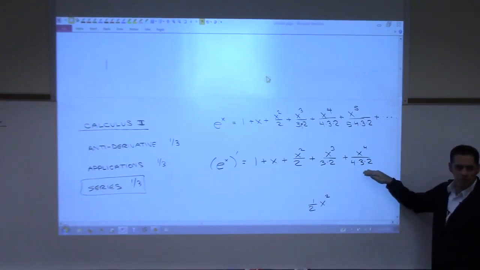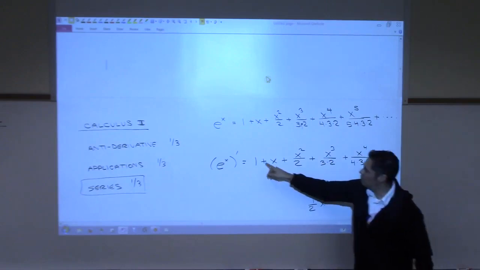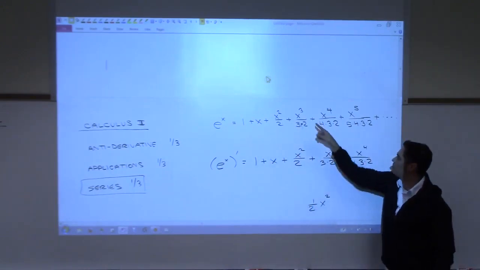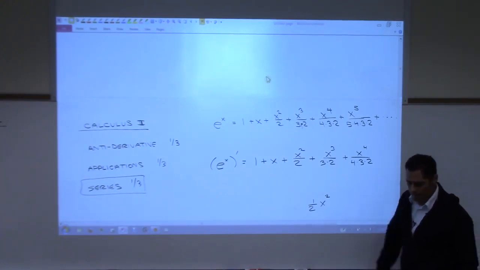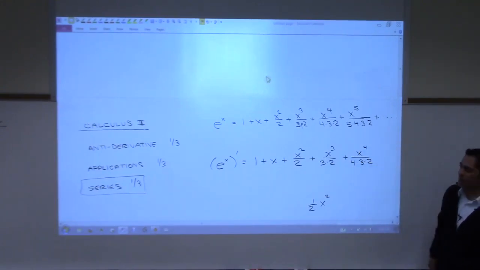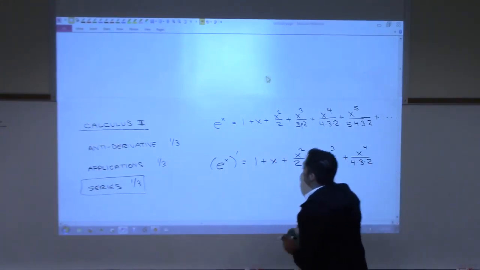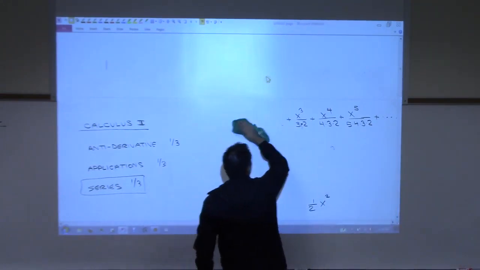And does this look familiar? That is this, isn't it? 1, x, x squared over 2, x cubed over 3 times 2. And if you kept on going, you're going to have the same thing. Kind of cool, huh? It's the only function that does that. There's no other function that does that. It's the only one. All right, so we will spend a significant amount of time on series.